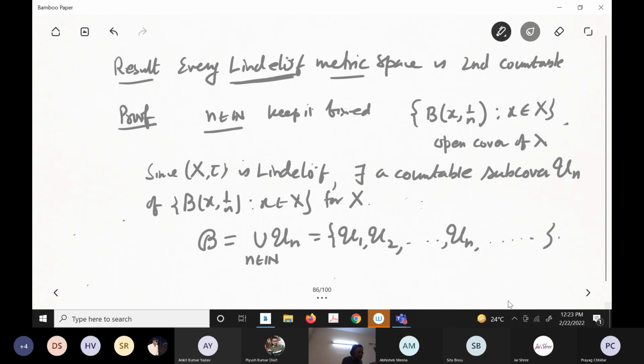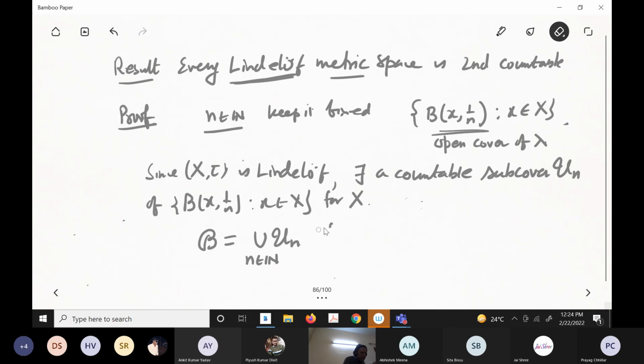You are having all these things. But then for each U_n you have sets. So basically you have a collection of sets like this. It will not necessarily be that all of these come. This will be a collection of sets of this form. Now each U_n is countable, so it is a countable union of countable sets. So this is countable.